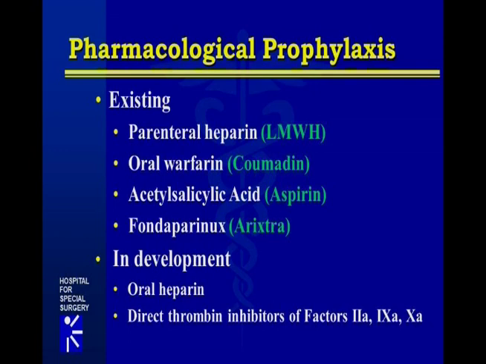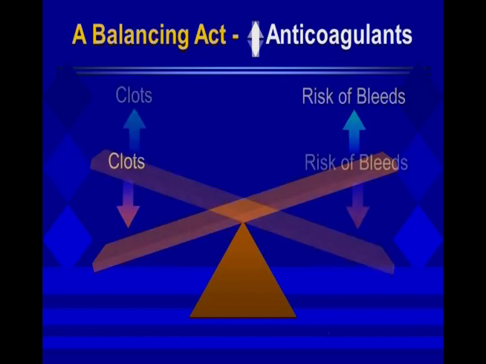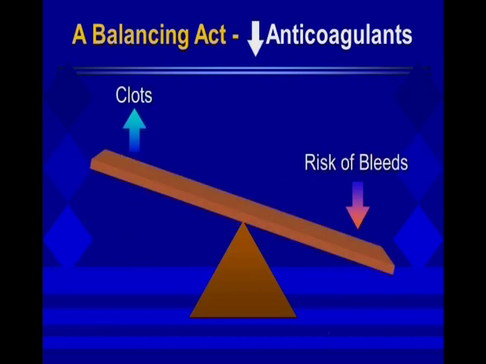In development, there are some newer medications, oral heparins, and direct thrombin inhibitors of factor 2A, 9A, and 10A. The choice of prophylaxis is truly a balancing act. The more potent anticoagulants will decrease the clot burden, but obviously increase the risk of bleeding. The corollary to that is that a less potent anticoagulant, for example aspirin, may have a greater incidence of clot, but a lower incidence of bleeding. And again, we have to find the right balance in our choice of prophylactic agents.